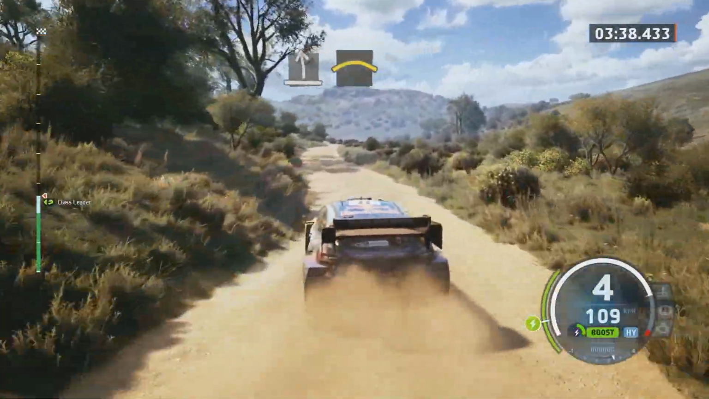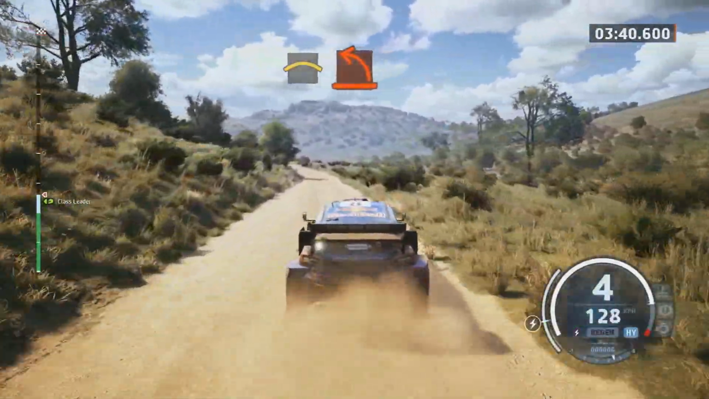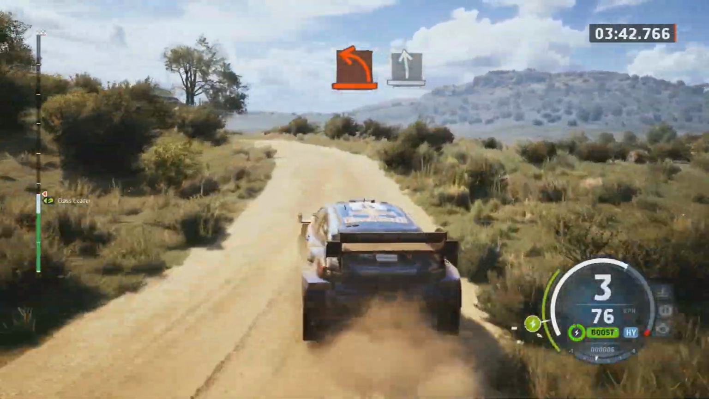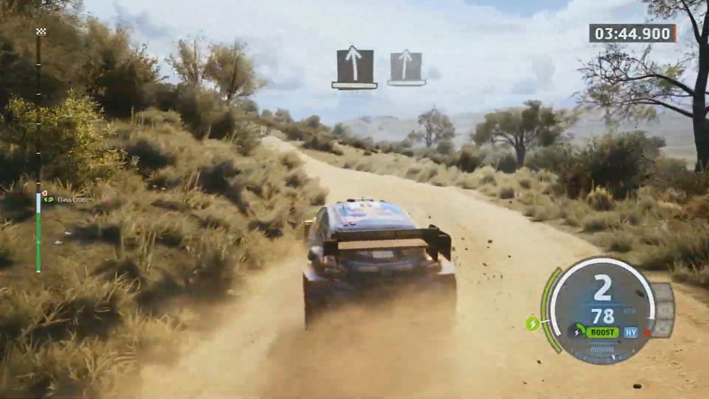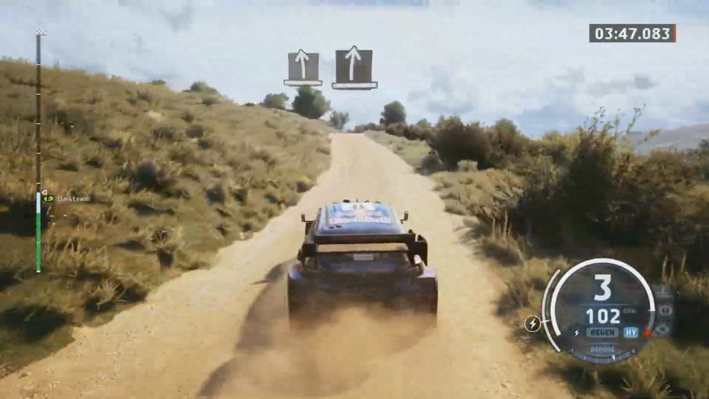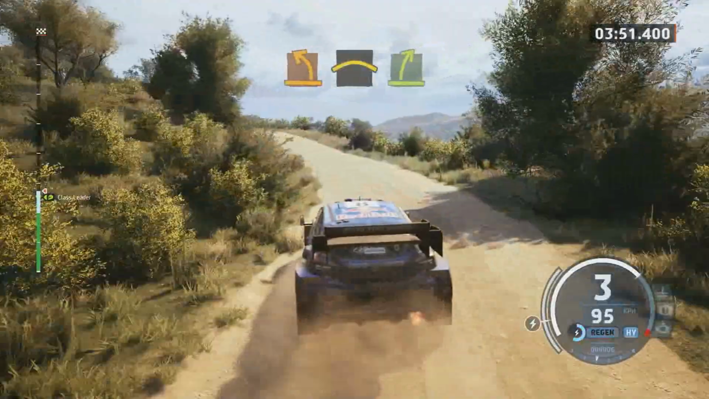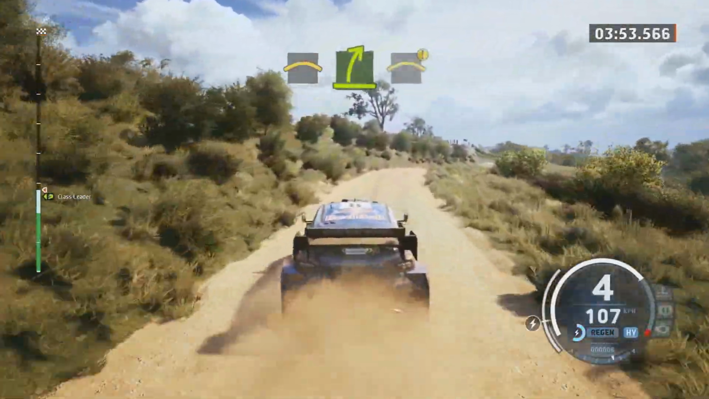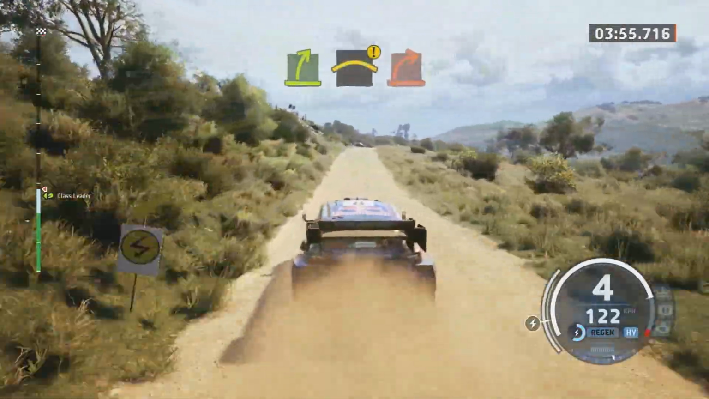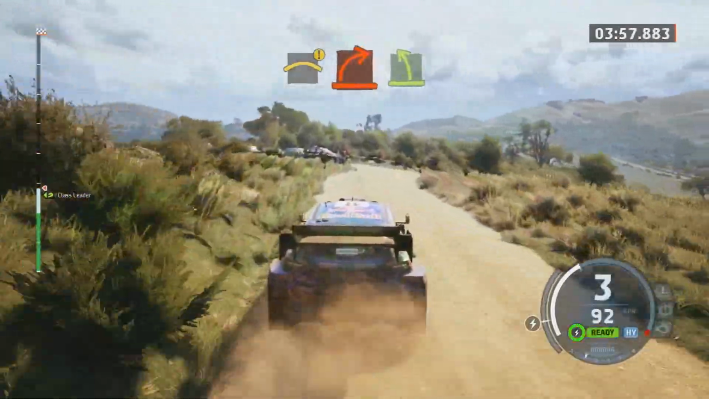Crest, slowing. Hard left. Slight left. And slight right. Medium left. Crest. Easy right. Slowing. Caution. Crest. To hard right. Easy left. Slowing.